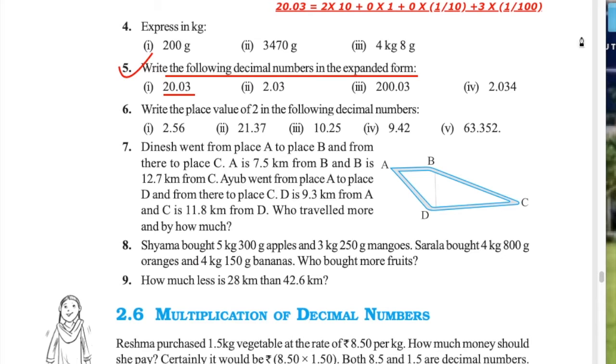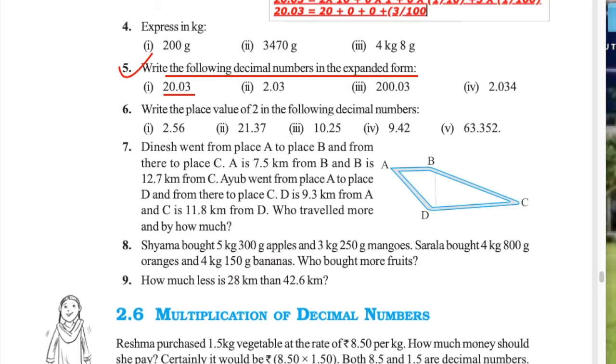Now if you have to write it in decimal form, we can write expanded form in decimal form also. 20.03 will be equal to 2 into 10, 20, plus 0 into 1, 0, plus 0 into 1 by 10, 0, because when we multiply any number by 0 we will get 0 only, plus 3 by 10. This is your fraction form. 3 multiplied by 1 by 100, you will get 3 by 100. This is again your fraction form.